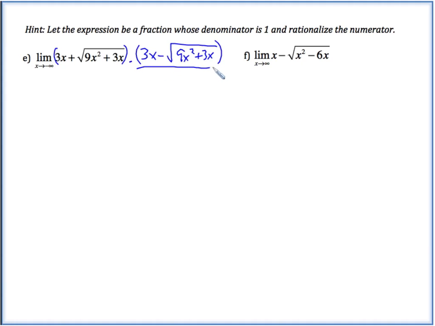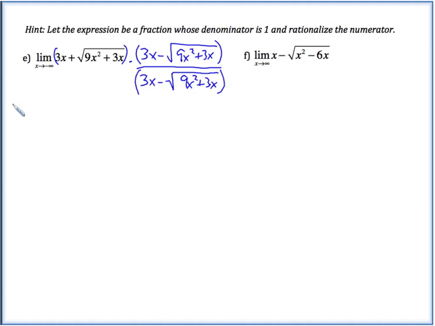And so that we're not changing the function, we're actually multiplying by 1. So we need to do the same on the top and on the bottom. Okay, so that's our first step. Multiply by the conjugate in the numerator and the denominator.